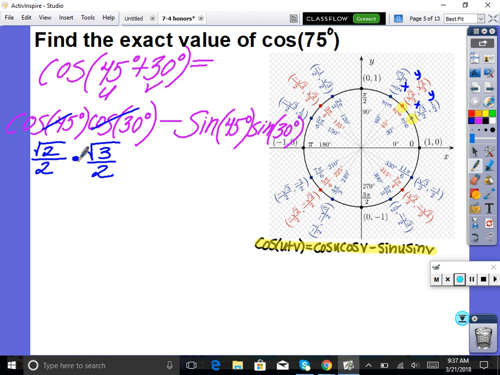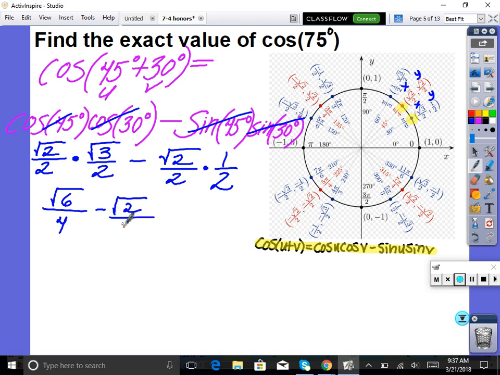That's times sine, still times sine, minus sine at 45 degrees is root 2 over 2, and then times sine at 30 degrees is 1 half. Now look at that. There's our exact answer. We just want it in more simplified form. You can multiply two radicals together. That's root 6 over 4, right, minus root 2 over 4.